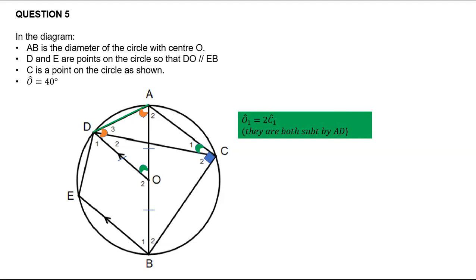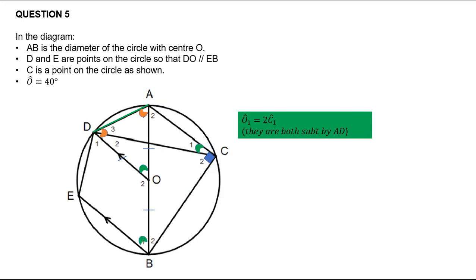Now, point two, where they say that D and E are points on the circle so that DO is parallel to EB. Immediately when they say that, I saw F, okay, for fun, if you remember what I said. Parallel lines give rise to three conditions: corresponding angles, alternate angles, and the last one will be co-interior angles. Here I see corresponding angles. Corresponding angles are angles that are on the same side of parallel lines, and on the same side of the line, which is AB, all right? And one thing I can tell you is that O1 will be equal to B1.